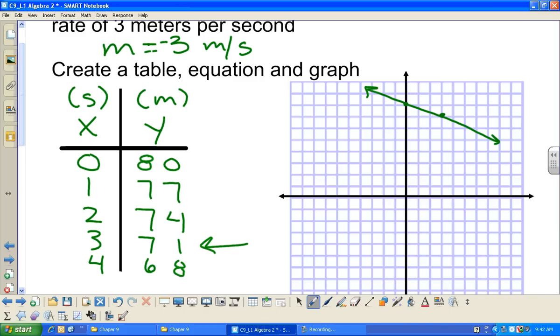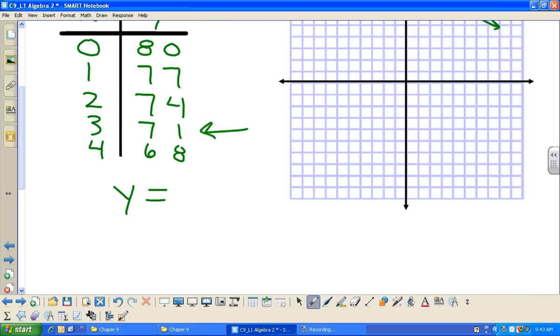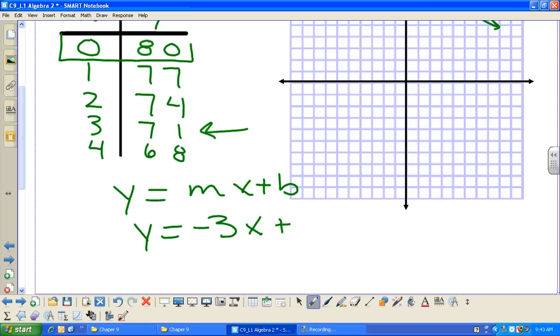Last thing I have to do is write an equation. If I'm finding my slope, well, the slope is actually already given to me. So I still go with the equation y equals mx plus b. I know that my m is negative 3. B is always where it crosses the y-axis. By the table, I already know that when x is 0, y is 80. So I know that my b has to be 80, because when x is 0, y is 80.